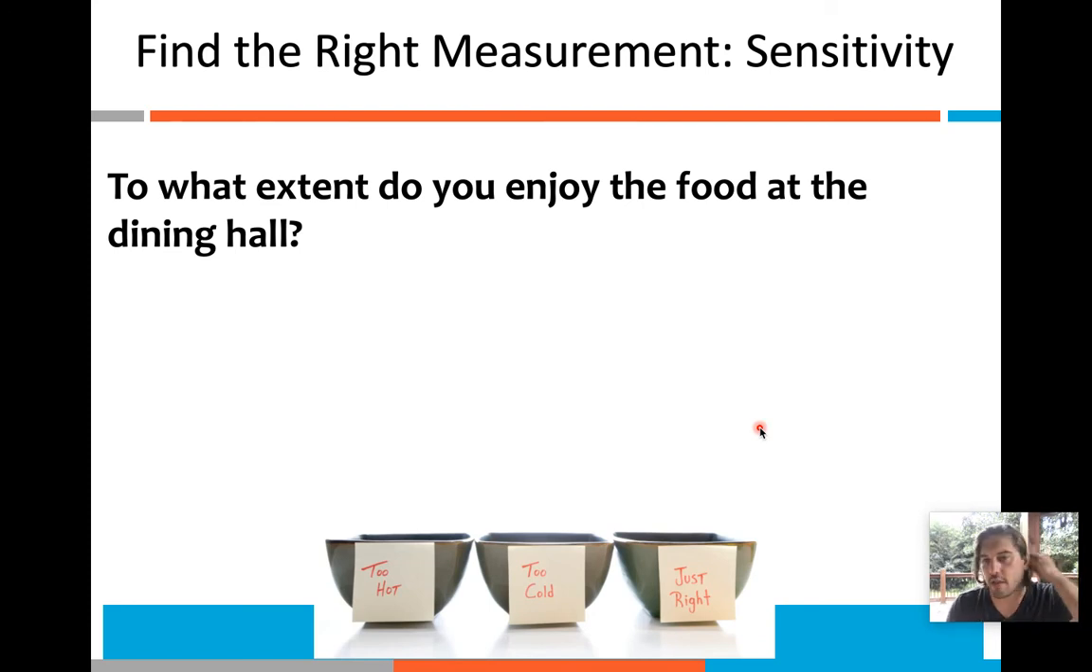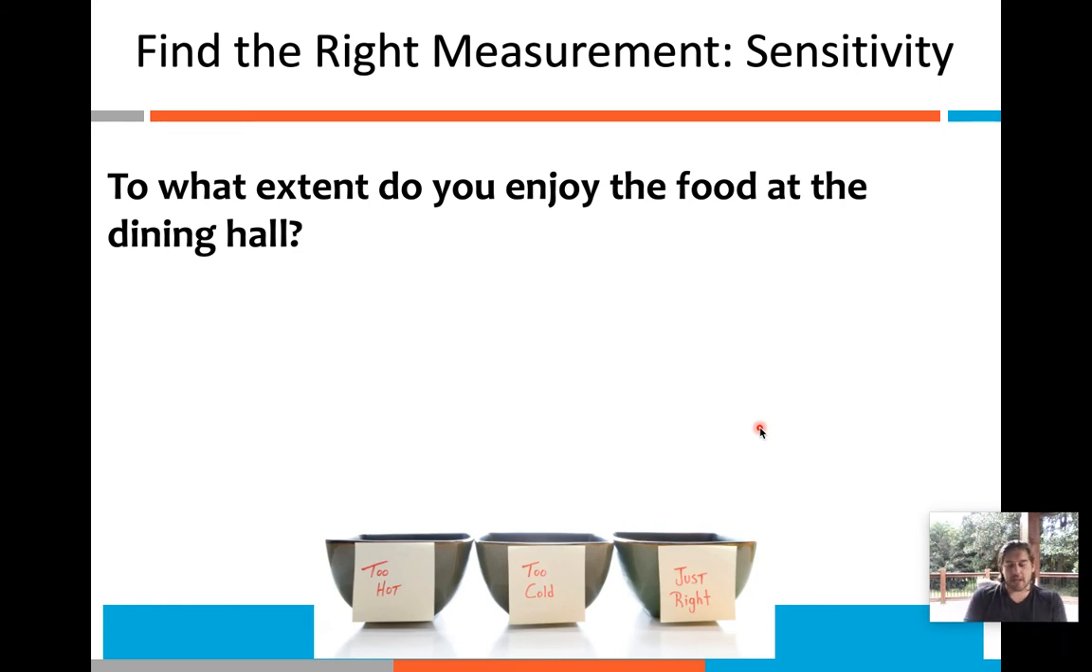You can think of the Goldilocks principle, right? Are we too hot? Are we too cold? Or are we just right? We want to be just right. We want to be just sensitive enough to capture fully our measurement without missing anything or without being overly complex, right? We want to be just right, just like Goldilocks.